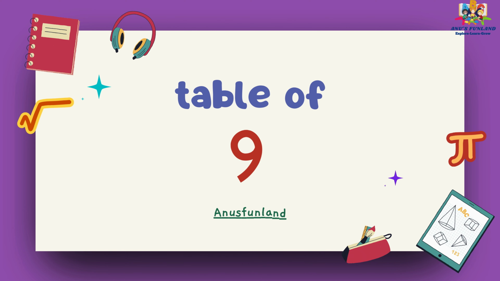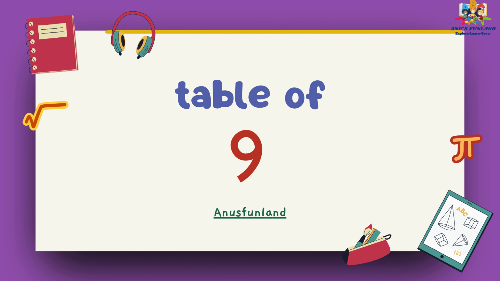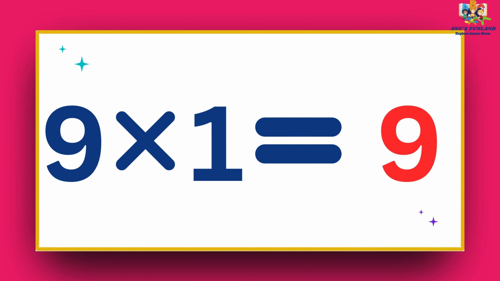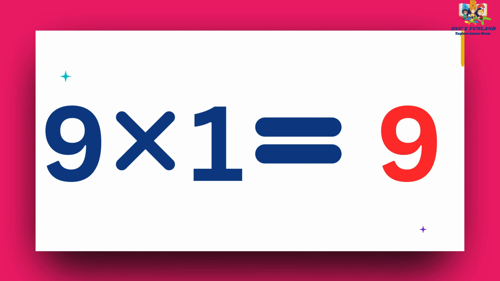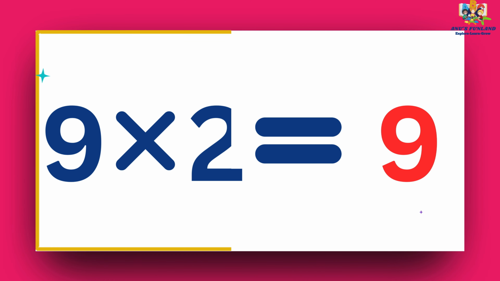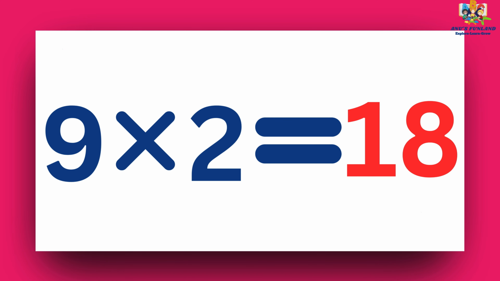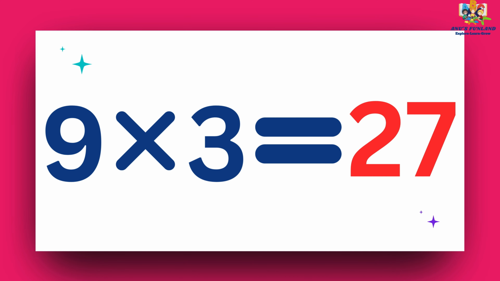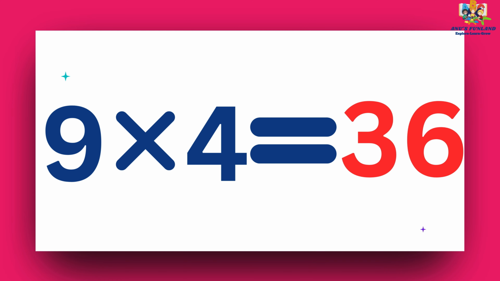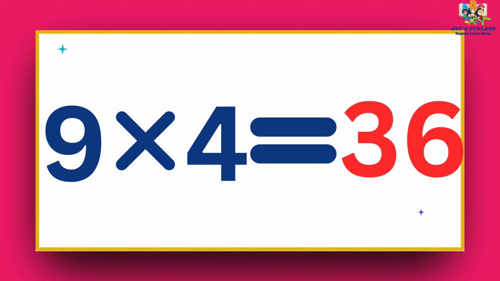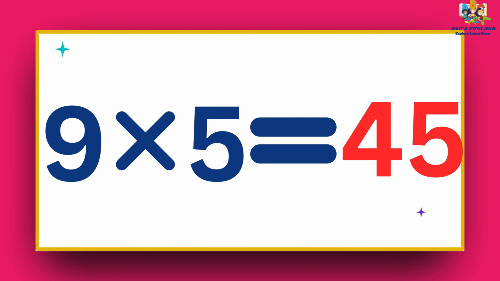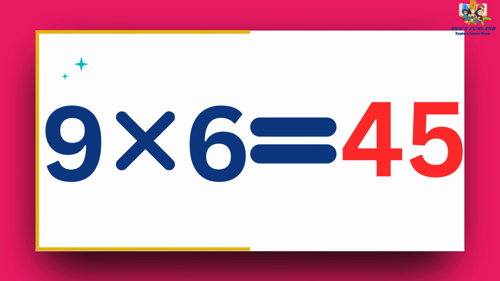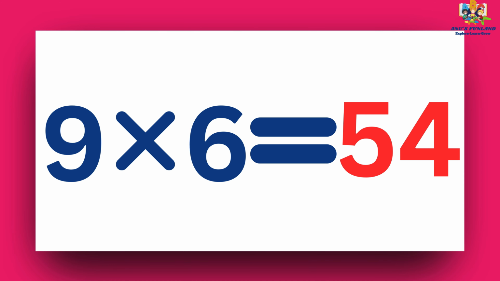Now we will learn table of 9. 9 ones are 9. 9 twos are 18. 9 threes are 27. 9 fours are 36. 9 fives are 45. 9 sixes are 54.